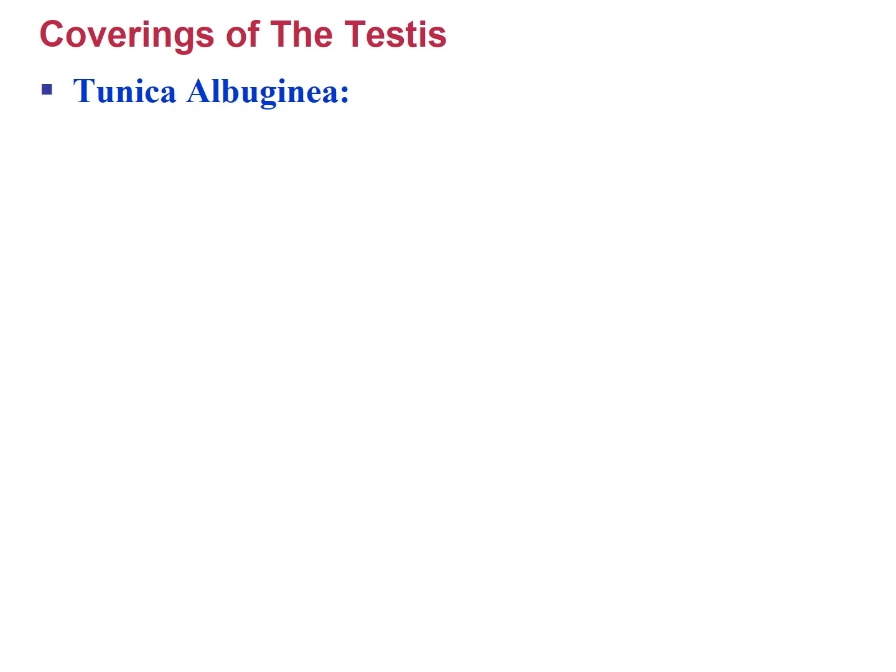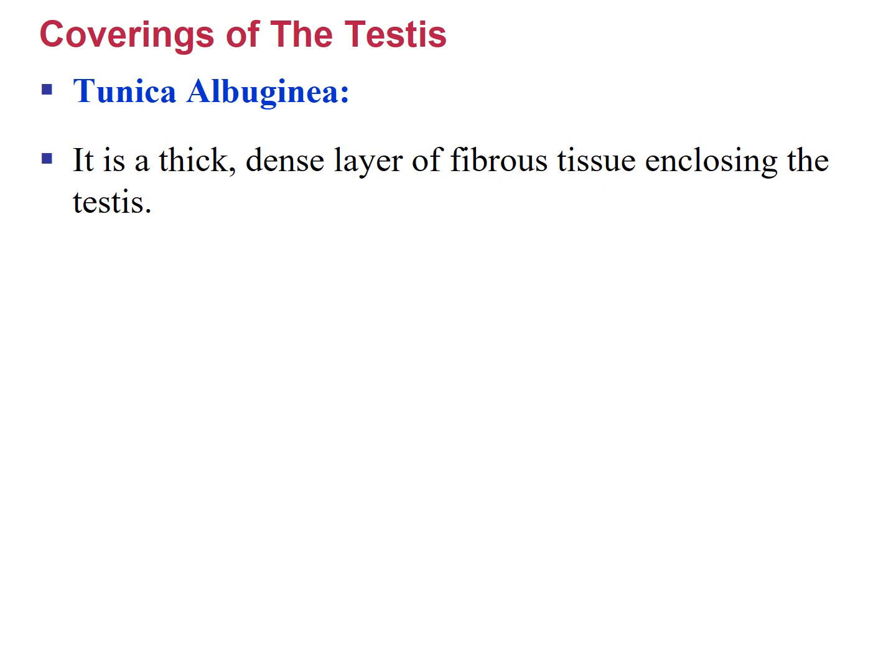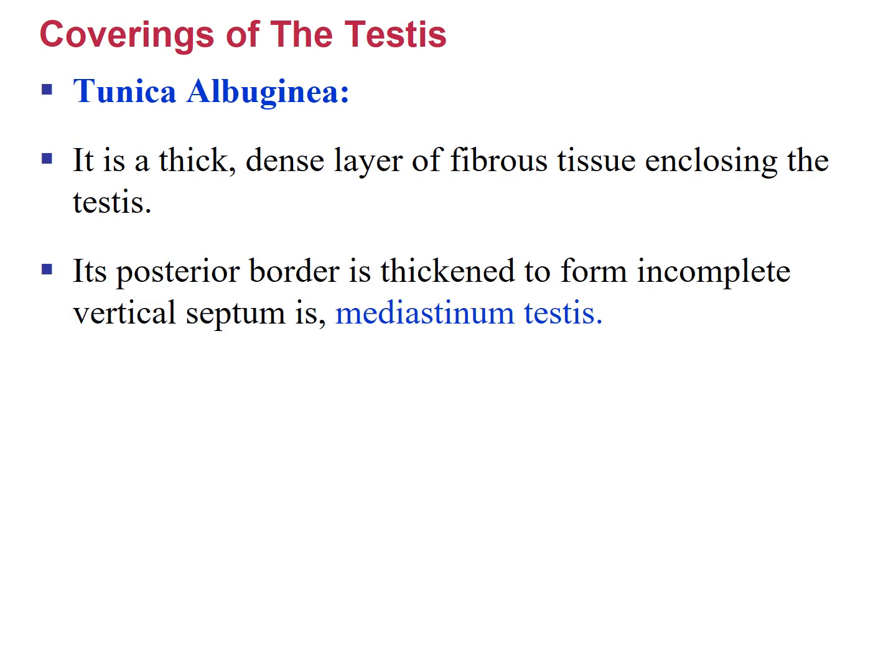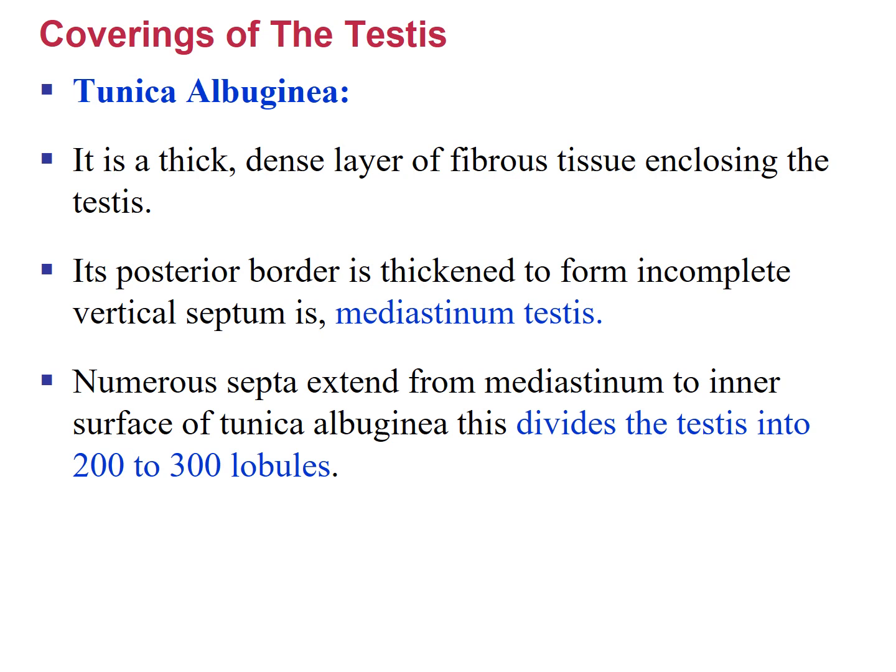Moving to the next layer, there is the tunica albuginea. Tunica albuginea is a thick, dense layer of fibrous tissue enclosing the testis. It is made up of collagen fibers. Its posterior border is thickened to form an incomplete vertical septum that is called the mediastinum testis. Numerous septa extend from the mediastinum to the inner surface of the tunica albuginea. These septa divide the testis into 200 to 300 lobules.